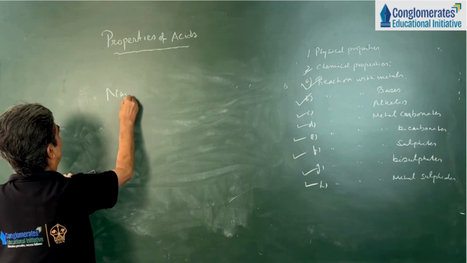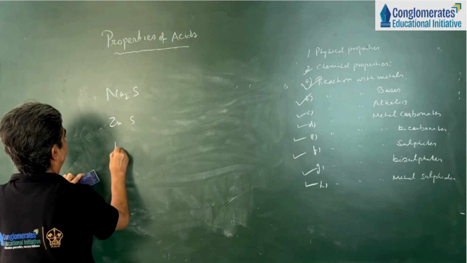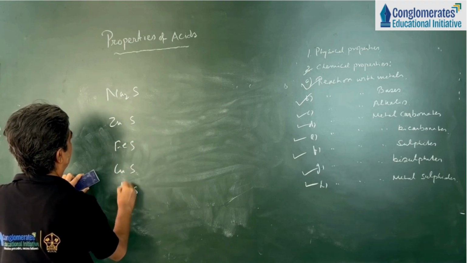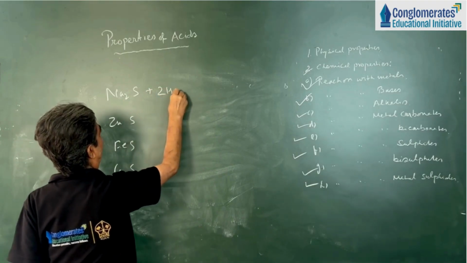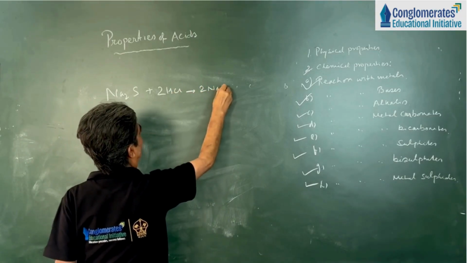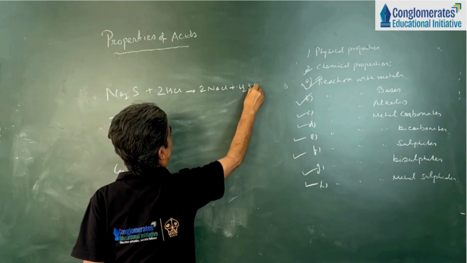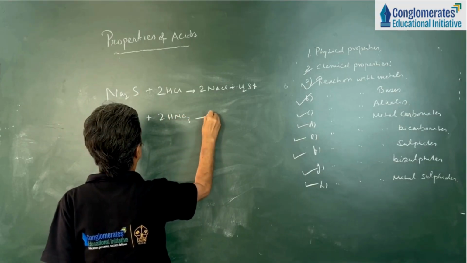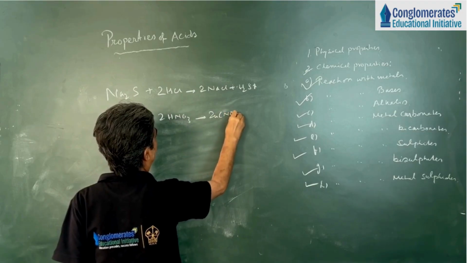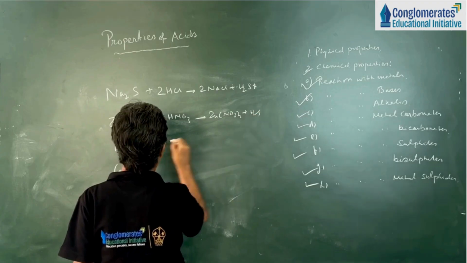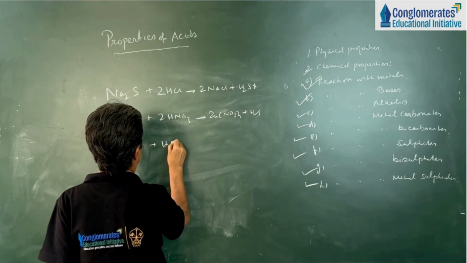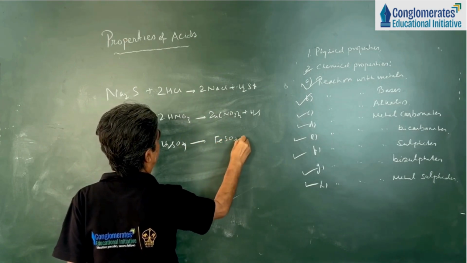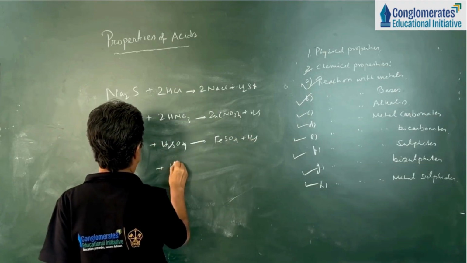Na2S, ZnS, FeS, CuS, PbS. Now with 2HCl, we get 2NaCl plus H2S gas. With 2HNO3, we get Zn(NO3)2 plus H2S. With dilute H2SO4, FeSO4 plus H2S. HNO3.